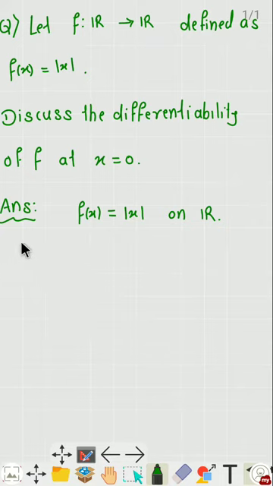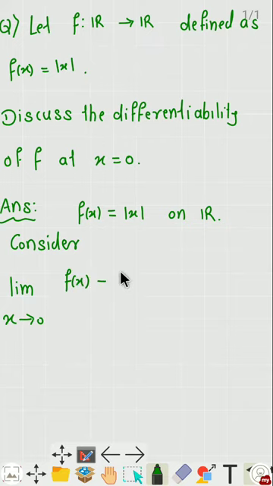So consider the limit x tends to 0 of f of x minus f of 0 whole divided by x minus 0. If this limit exists, then we say that the function is differentiable, and if this limit does not exist, then we say that the function is not differentiable.